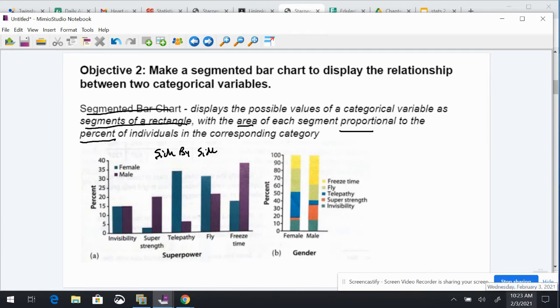So we had this problem back in chapter 1 where we talked about what superpower would you prefer to be. In a side-by-side, if I asked what superpower would females prefer, you could clearly see that it was freeze time.